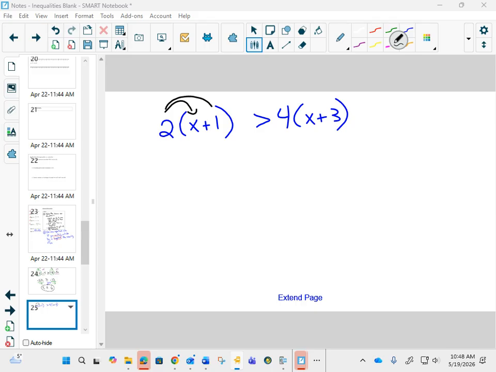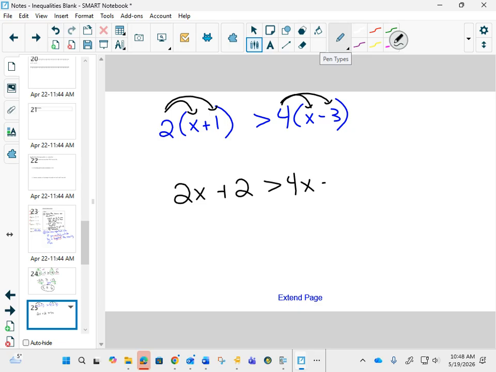Step 1, we distribute. Was it +3 or was it -3? Oh, it was -3. So 2 times x is 2x, 2 times 1 plus 2, greater than 4 times x, 4x, 4 times minus 3, minus 12. I walked around and everybody did this first step really, really well.